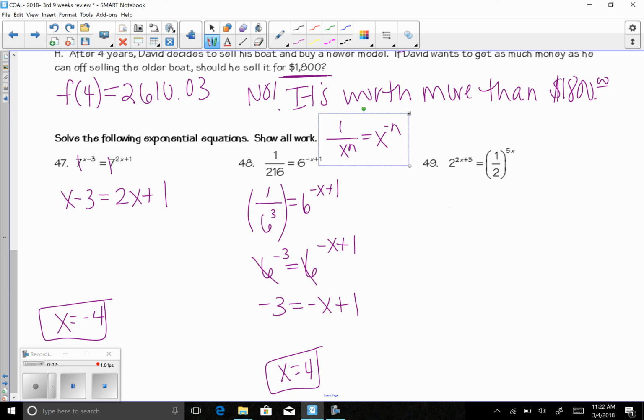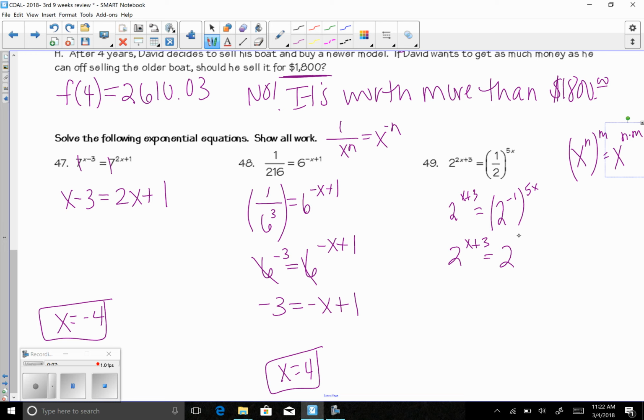So would you agree that I could rewrite this 1 over 2 as 2 to the negative first power to the 5x power? So hopefully you guys also remember, if you had x to the n to the m power, when you have a power raised to a power, you remember what you do to the exponents? You multiply them. So hopefully you guys remember that this would be the same thing as 2 to the x plus 3 equals 2 to the negative 5x.